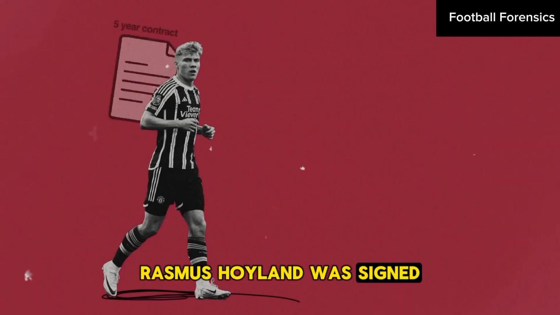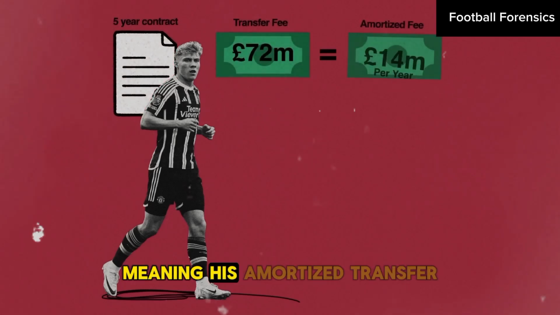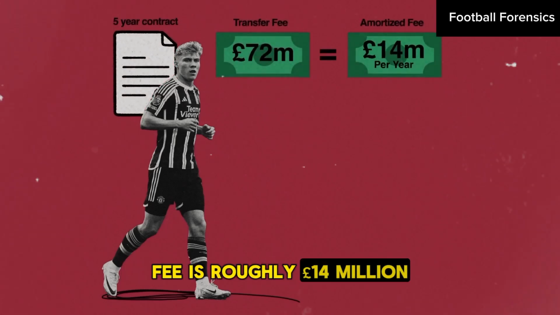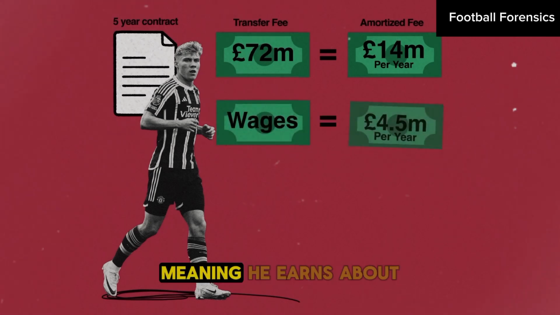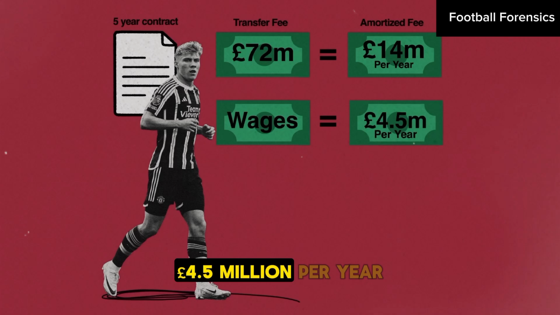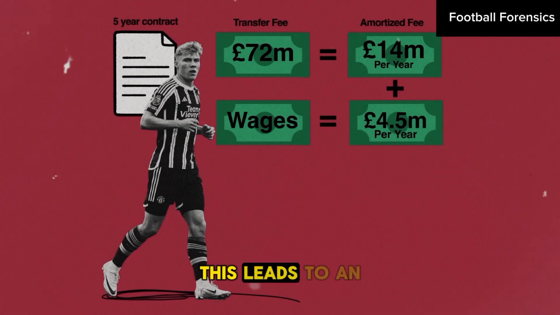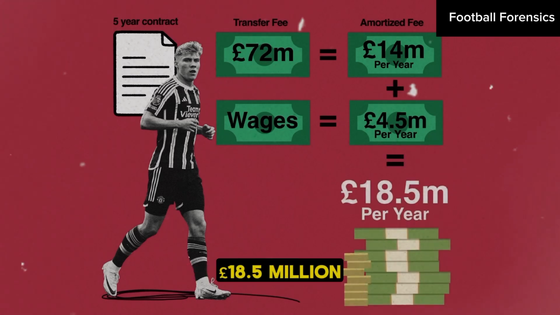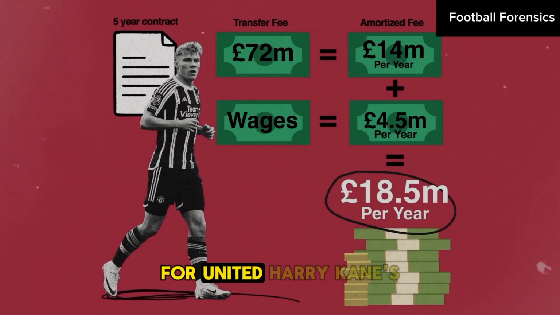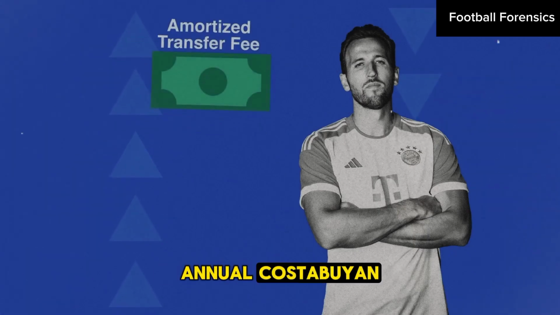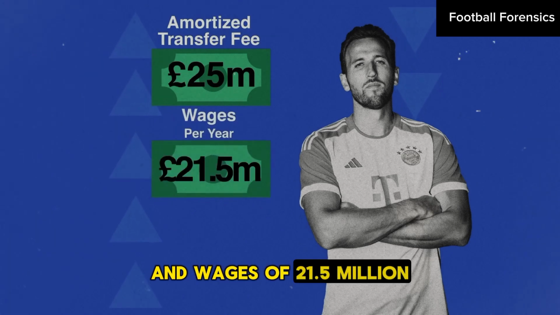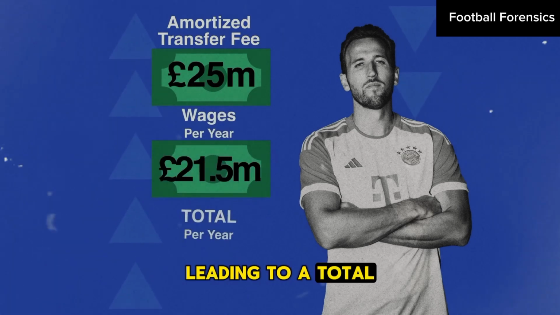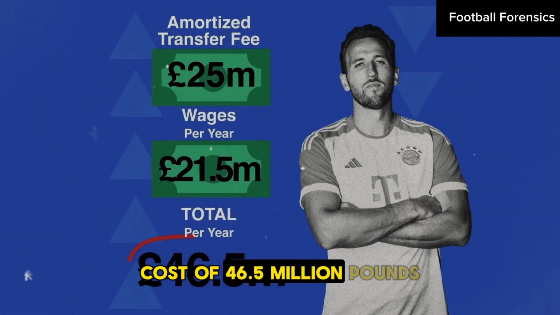Rasmus Højlund was signed on a 5-year contract, meaning his amortized transfer fee is roughly £14 million per year. His wages are about 1/5 of Kane's, meaning he earns about £4.5 million per year. This leads to an annual cost of about £18.5 million for United. Harry Kane's annual cost to Bayern is an amortized transfer fee of £25 million and wages of £21.5 million, leading to a total cost of £46.5 million.